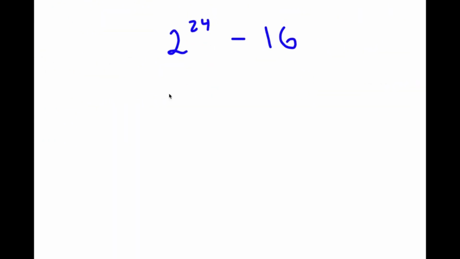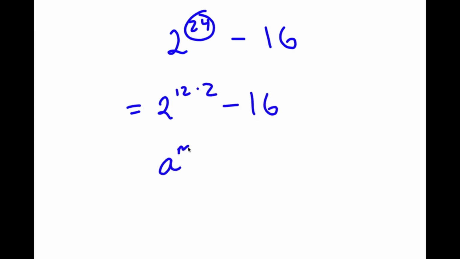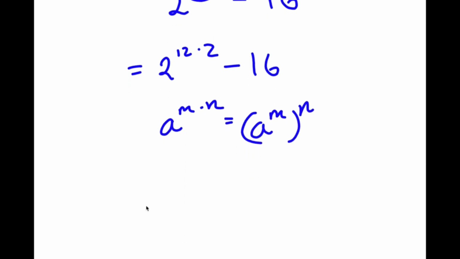Alright, so in this problem, I have 2 to the power of 24 minus 16. So to solve it, I'm going to first rewrite 2 to the power of 24 here as 2 to the power of 12 times 2. And if I have something in the form a to the power of m times n, this is equal to a to the power of m to the power of n. So 2 to the power of 12 times 2 is going to equal 2 to the power of 12 to the power of 2. And I have this minus 16, which is the same thing as 4 to the power of 2.